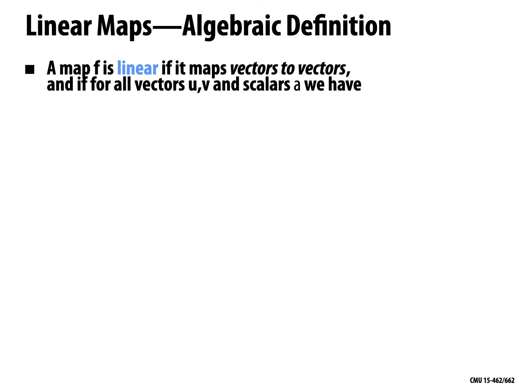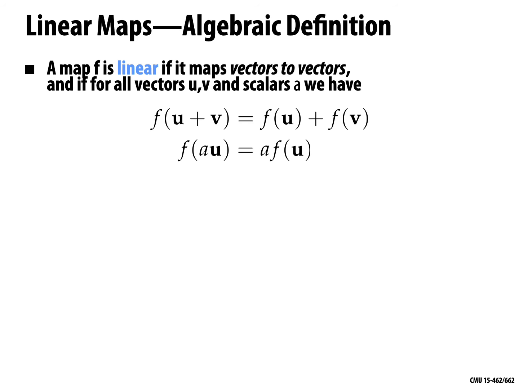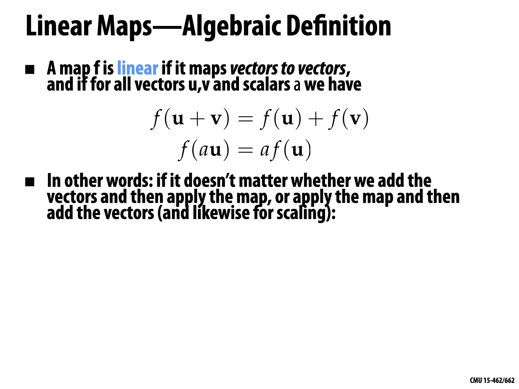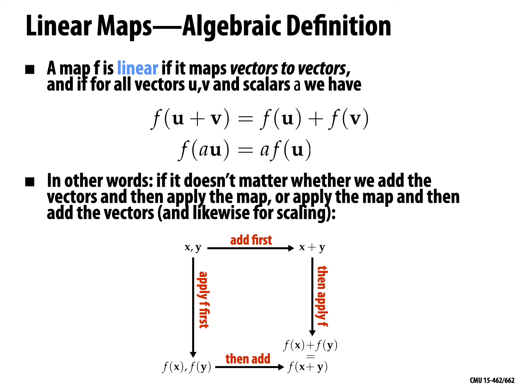That's fine. Okay? But it has to be true that for all vectors u, v and all scalars a, we have f of u plus v is f of u plus f of v. So the linear map distributes over addition. F of au is equal to a times f of u, right? And actually, that's it. It's just that those two properties, addition and scalar multiplication, are preserved by linear maps. In other words, it doesn't matter if we add the vectors and then apply the map, or apply the map and then add the vectors. We could draw a little diagram like this. Okay, if we add first and then apply the map, we're going to get the same result as if we apply the map to each of the vectors and then add them together. Same thing for scaling.